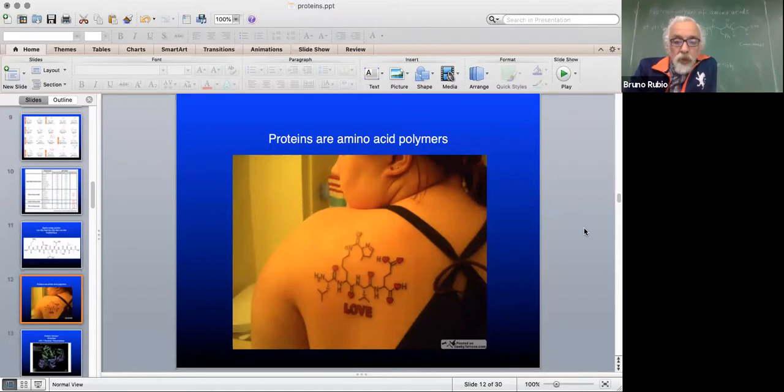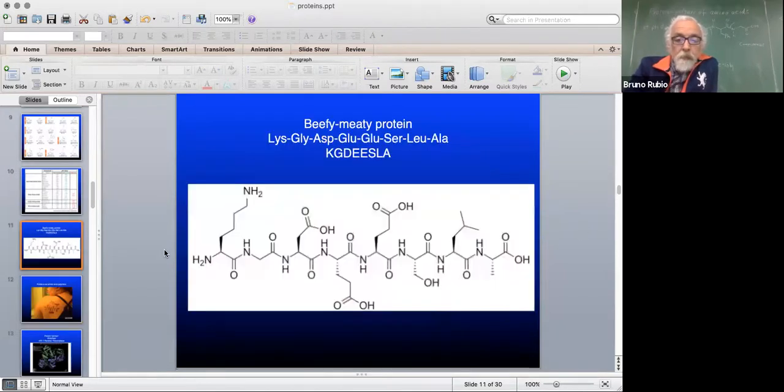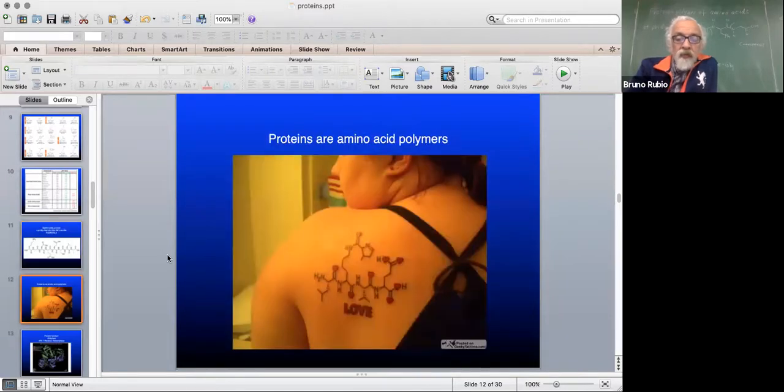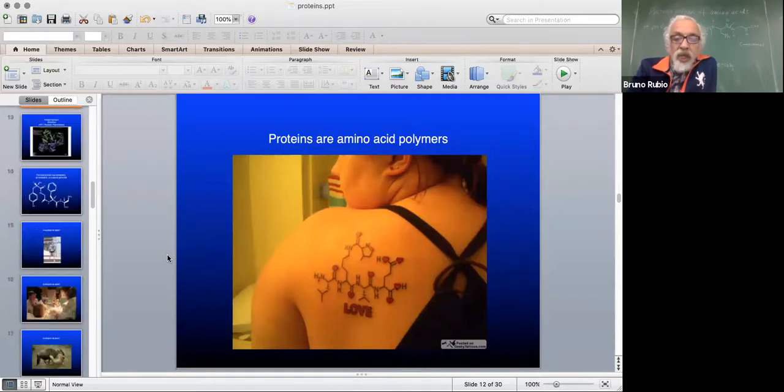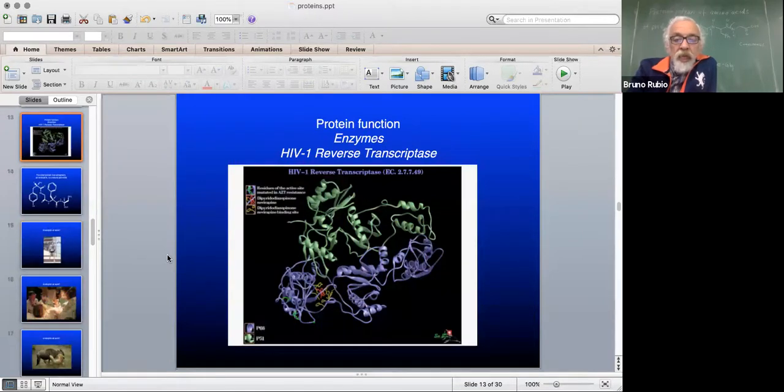Proteins can be huge, right? This beefy meaty protein, that's 1, 2, 3, 4, 5, 6, 7, 8 amino acids strung together. This is 4 amino acids, but amino acids can get together to make huge proteins. So this is HIV-1 reverse transcriptase. This is the enzyme that HIV uses to gain entry into the cell. And what we're looking at here is just trying to get a handle on how big and complex some of these molecules can be. I'll have more to say about this later.